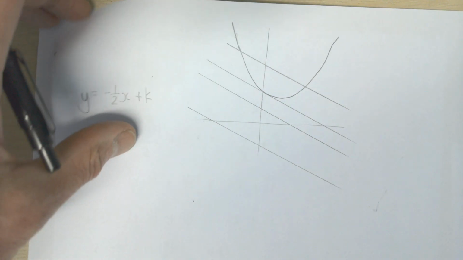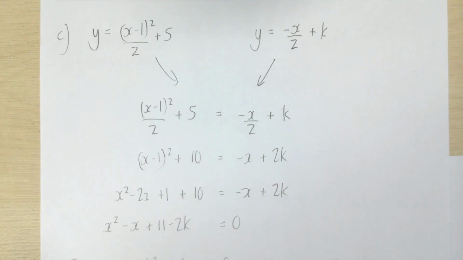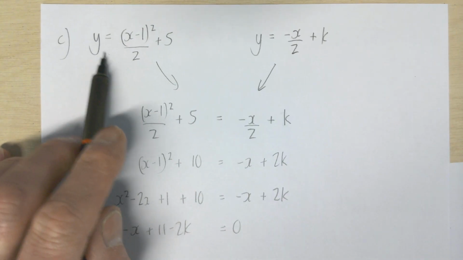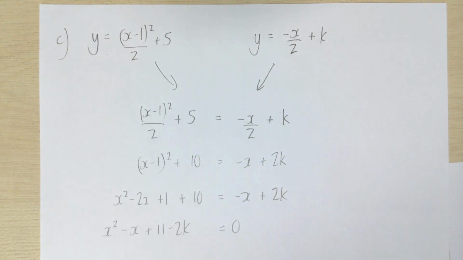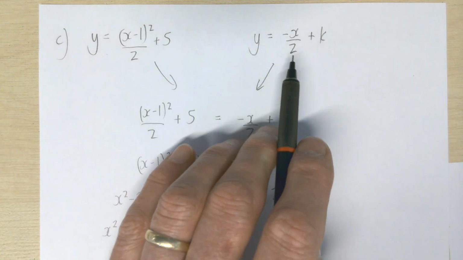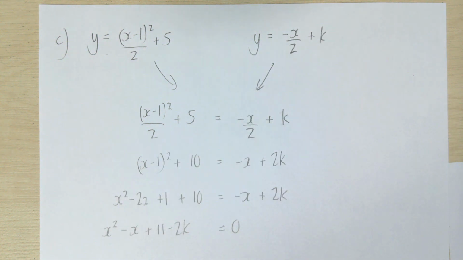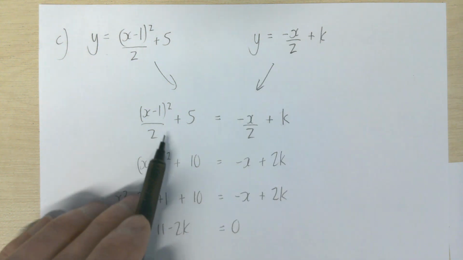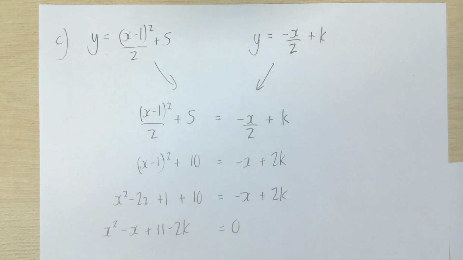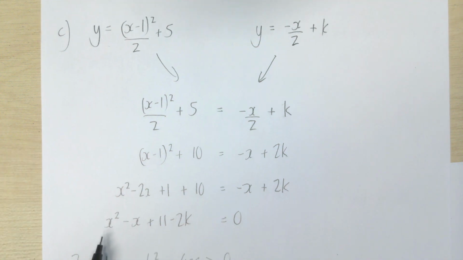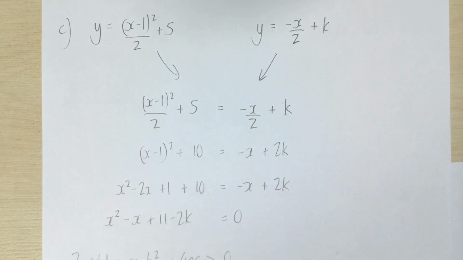So the way we approach that is we just deal with it as a simultaneous equation problem. Both the Cartesian version of our parametric curve and the straight line that we're asked to work out the value of k for are written in y equals form, so I'm just going to make one equal to the other, and that gives me a quadratic equation.